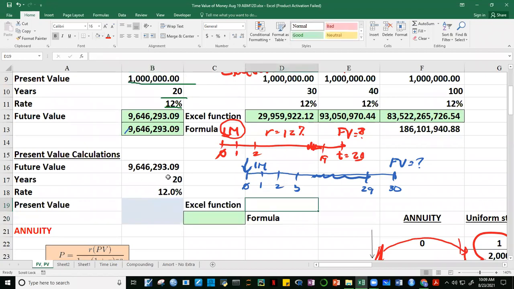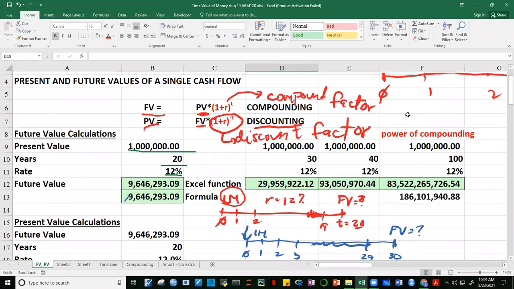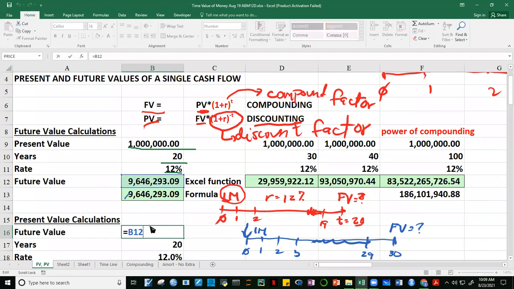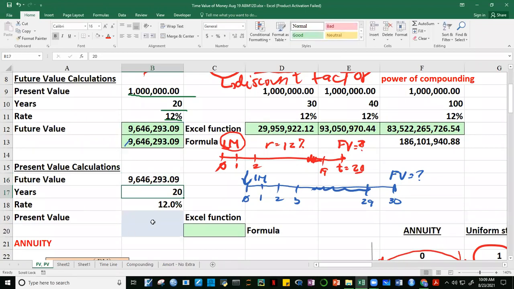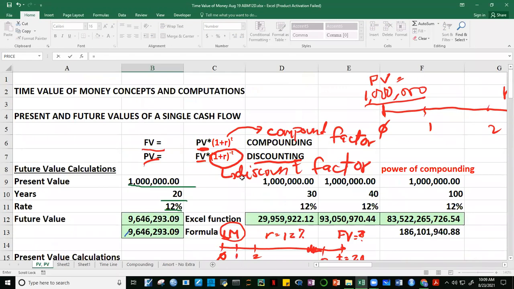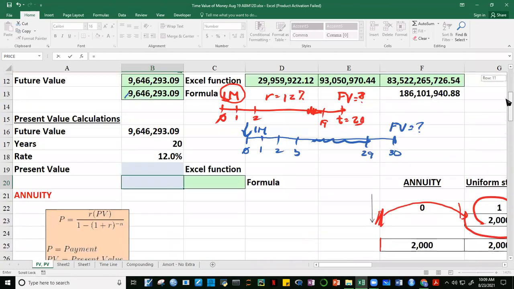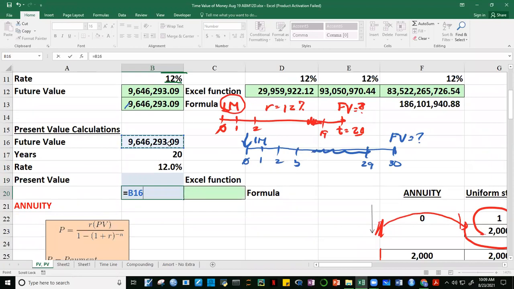Okay. I-reverse natin yung process, no? Binigay sa atin yung future value. Ang tanong, what is the present value of 9.646 million 20 years down the road at 12%? What's the present value of that? The answer should be 1 million kasi reverse lang yan, di ba? Guys. So let's use our formula. Ano yung formula natin? Ito: future value times 1 plus R, raised to the negative t.